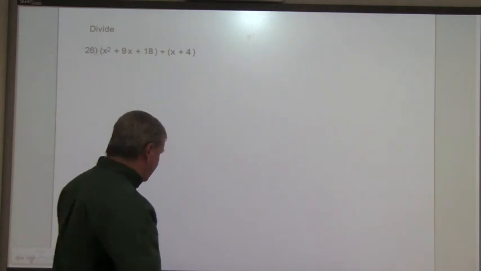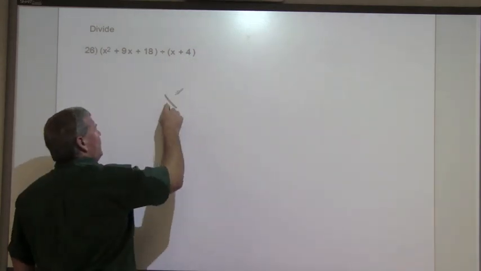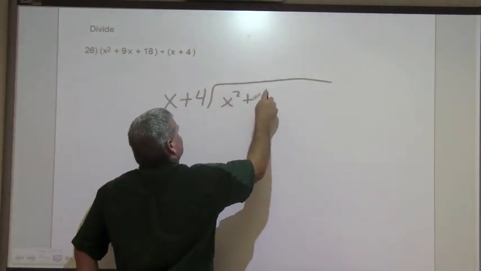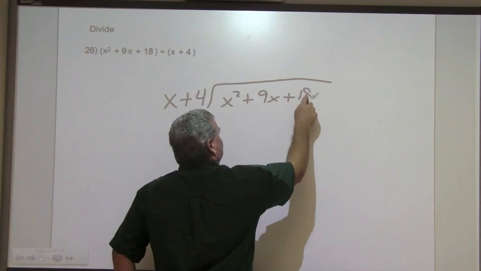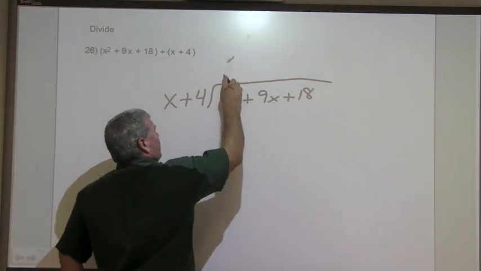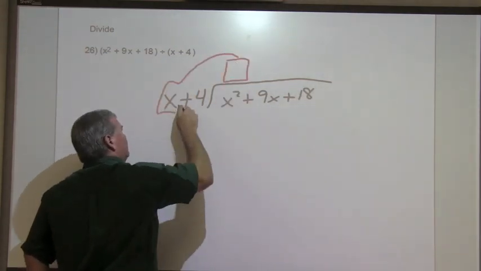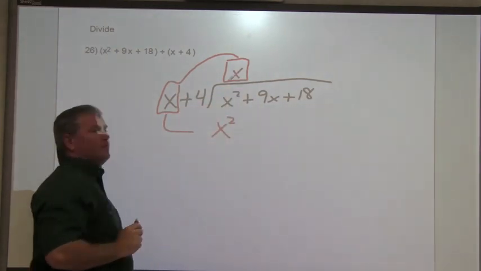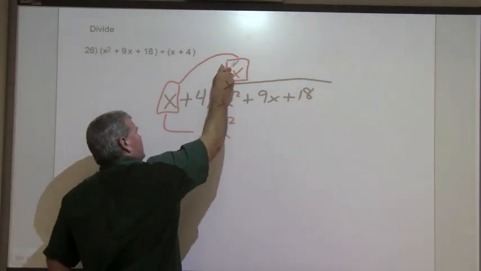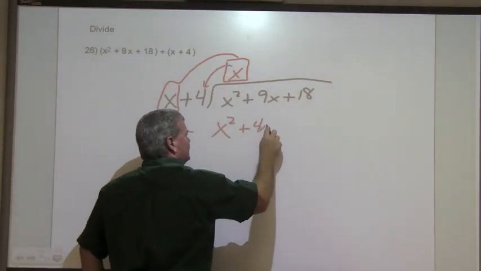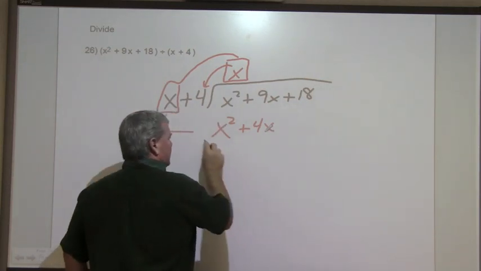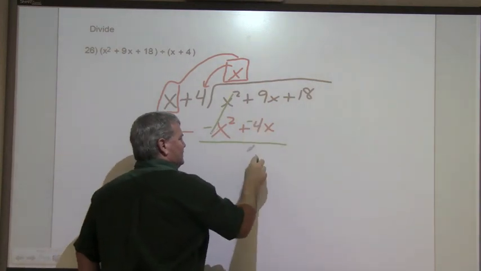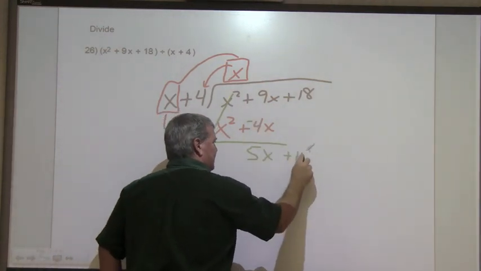Here's another one. Let's take a look at it. I've got x plus 4 into x squared plus 9x plus 18. Look at that first term. What times that gives me x squared? Well, I need x. And then I've got to distribute that to here, so I get a positive 4x. Come down here and I subtract. Those zero out. 9x minus 4x is 5x, plus 18.